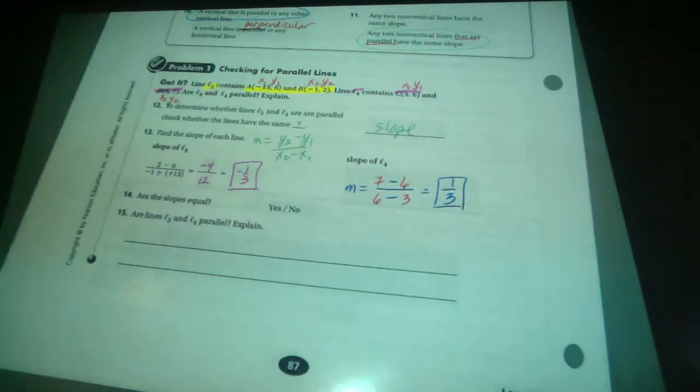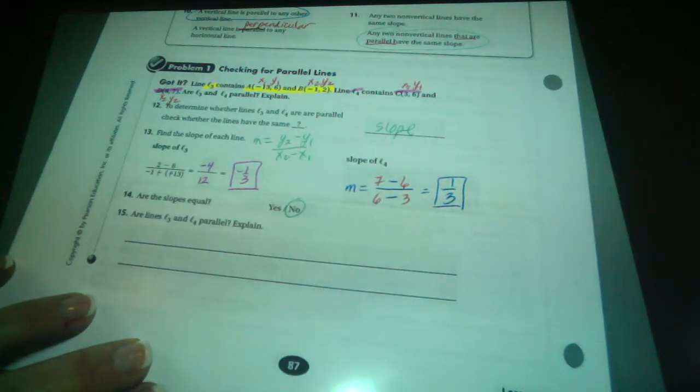All right, so what did we come up with for a slope? What did we get? 1/3? Is that the same as negative 1/3? No. So are they parallel? No. Their signs have to be the same. So the slopes are not equal, that's no. And are lines 3 and 4 parallel? No.